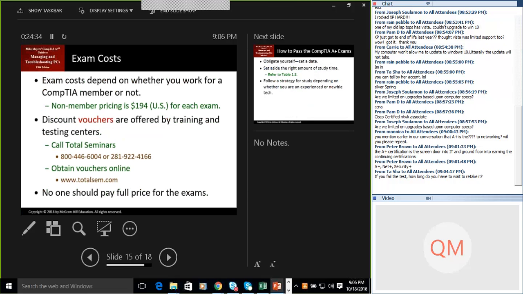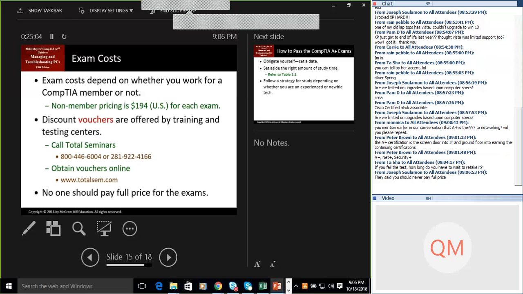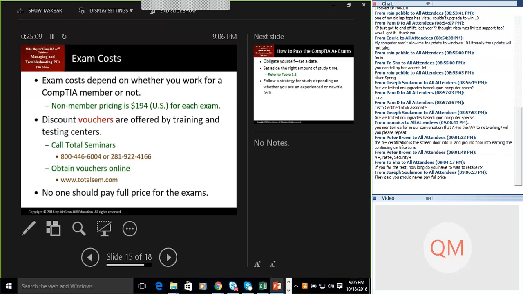The cost, that price is not right. It's like $199, I think. But most of the time, they have vouchers. Like if you go to Professor Messer's website, he has a voucher. And there are a bunch of different places and websites that have discount vouchers. They're like 10% off or 20% off or some 15%. But if you think about it, it's $200. If I could get 10% off, that's $20 less. That works for me, right? Yeah. No one should pay full price for exams, because everybody has some type of discount voucher out there somewhere. They're all over the place.